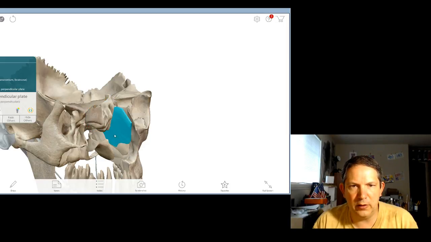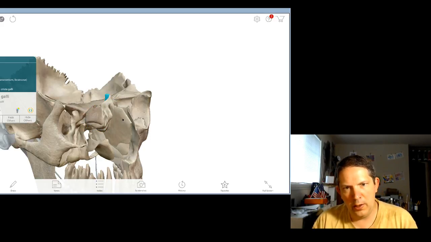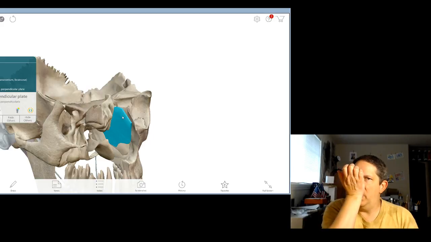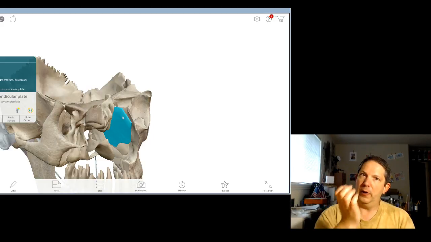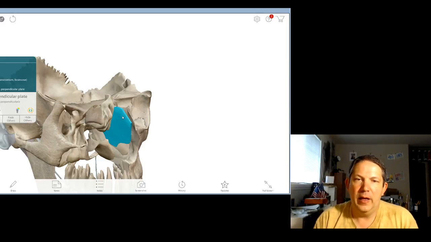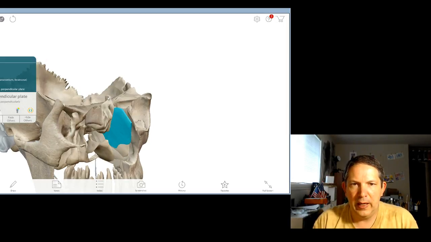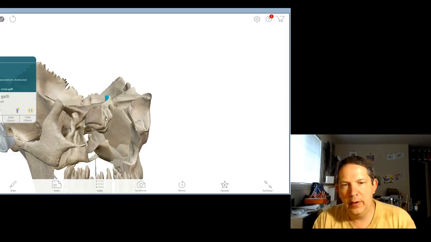This is the perpendicular plate of the ethmoid bone. Here's the rest of the ethmoid bone along with the crista galli. So if you've ever heard about smashing an animal in the nose and driving a bone up into its brain, or a person getting hit that way, it's true that the perpendicular plate of the ethmoid bone can break through the cribriform plate, and it's one with the crista galli. So the whole thing can kind of spear the brain a little bit.